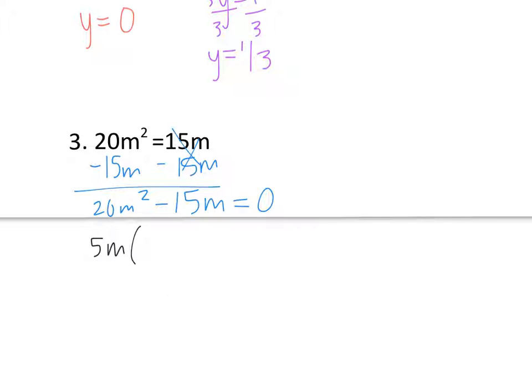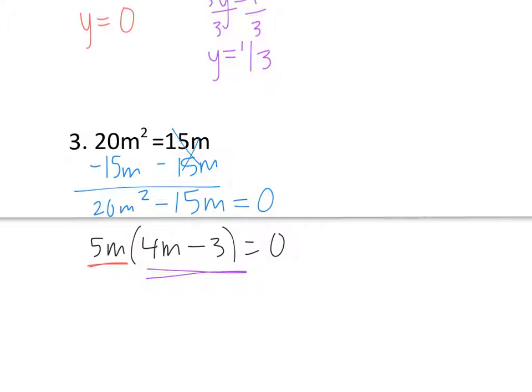And then now I'll undistribute. So 5m times what gives me 20m squared? 4m. 5m times what gives me negative 15m? A negative 3 equals 0. And now I have to set both of my factors equal to 0. So 5m I have to set equal to 0. And then let's go back to purple. And then I set 4m minus 3 equal to 0.